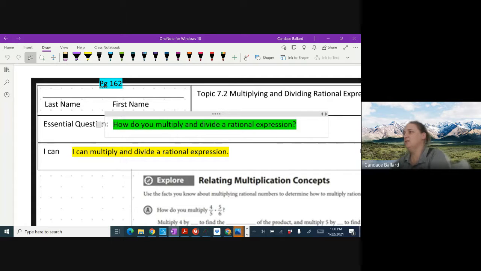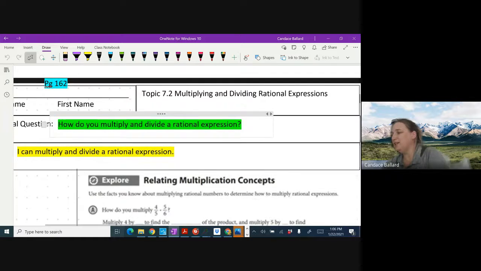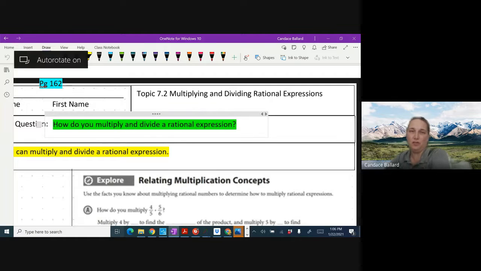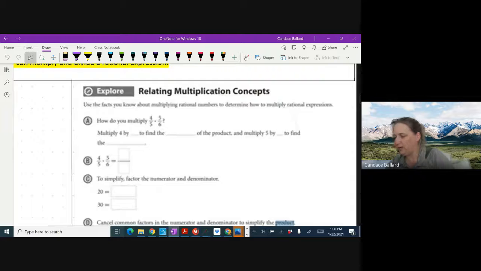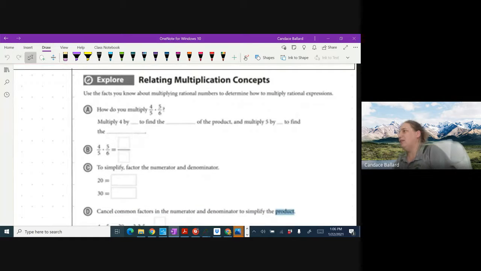Let's get going, everybody. So we're going to look at the Explore. I'm not going to do the Explore the way they told us to because it's way too many words for what they're asking us to do here.